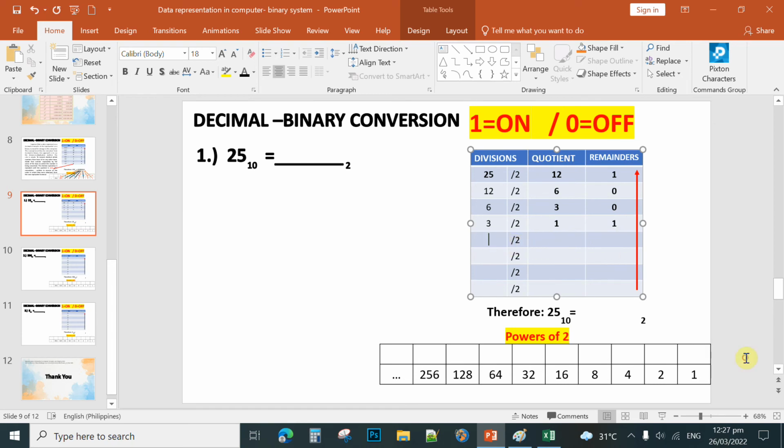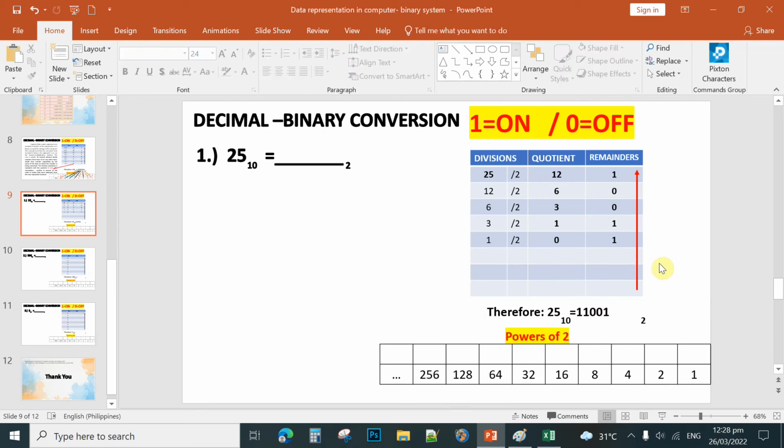Okay, then next, copy the 1 divided by 2, that's 0 and remainder 1. This time there's no need to write this one because the quotient is already 0. As the rule says, if the quotient becomes 0 here, you stop division. So now you can write 25 as 1 1 0 0 and then 1.